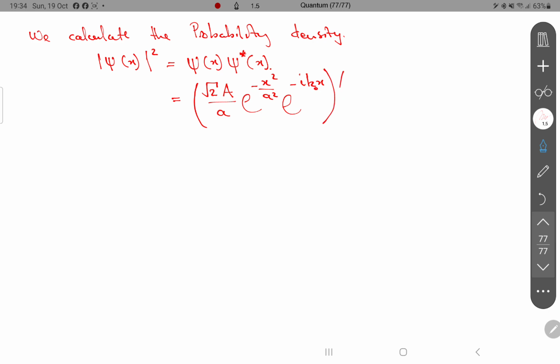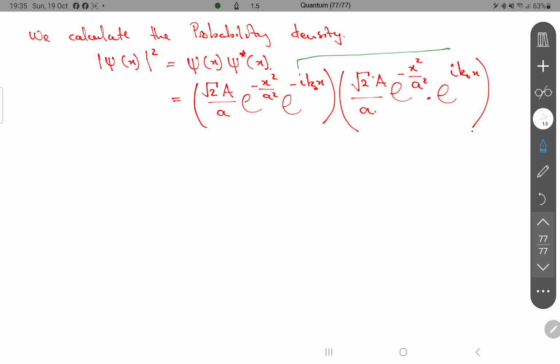It is also multiplied by the square root of 2a over a, e to the power negative x squared over a squared, times e to the positive i k naught x. The conjugate only affects the i's. One is positive, one is negative. So that is the conjugate.